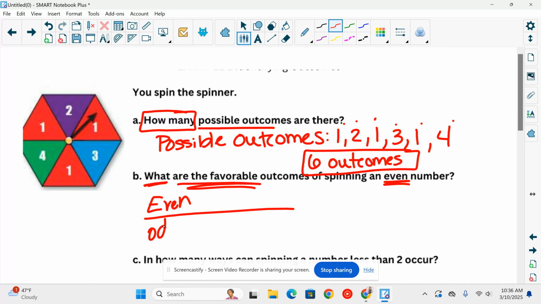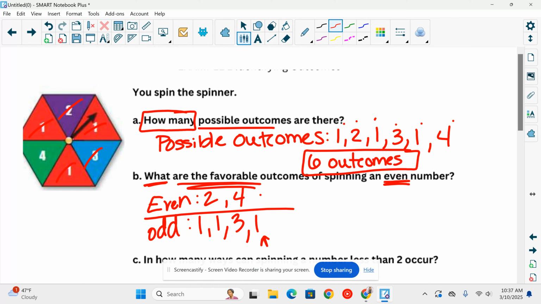Odd. Okay, if I were to split my list into even and odd, I've got 1, is 1 even or odd? Odd. Okay. And then I've got a 2, which is even. And then I got a 1. And then I got a 3. Got another 1. And then I got a 4. Those are the favorable outcomes for even, and these are the favorable outcomes for odd.